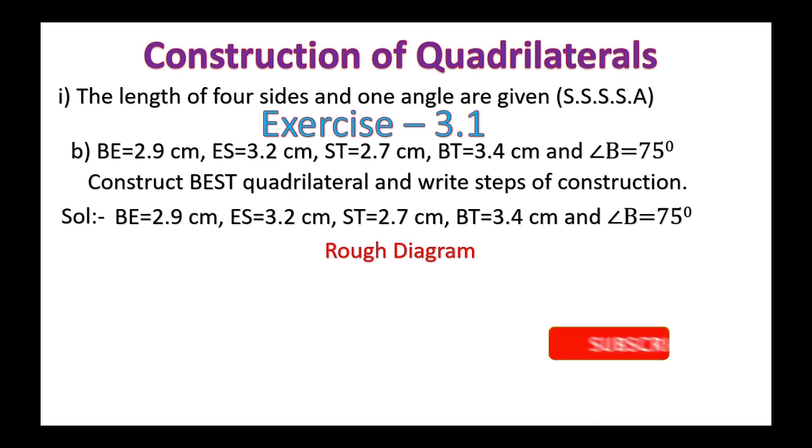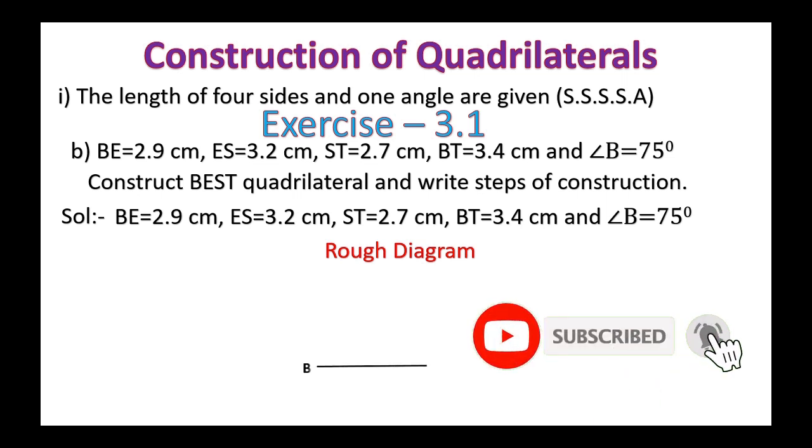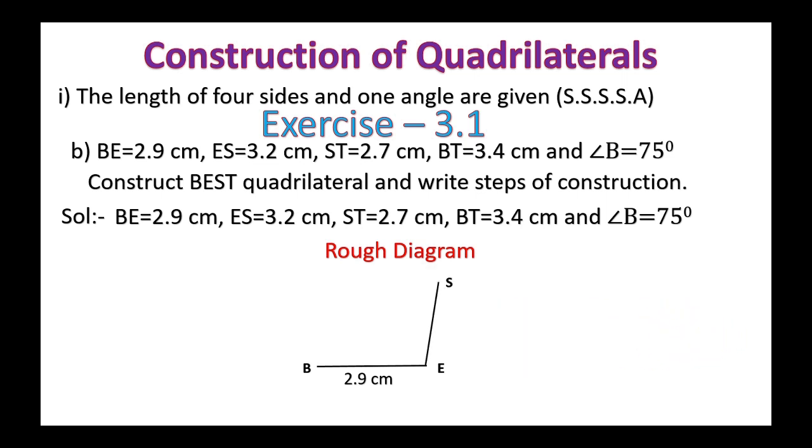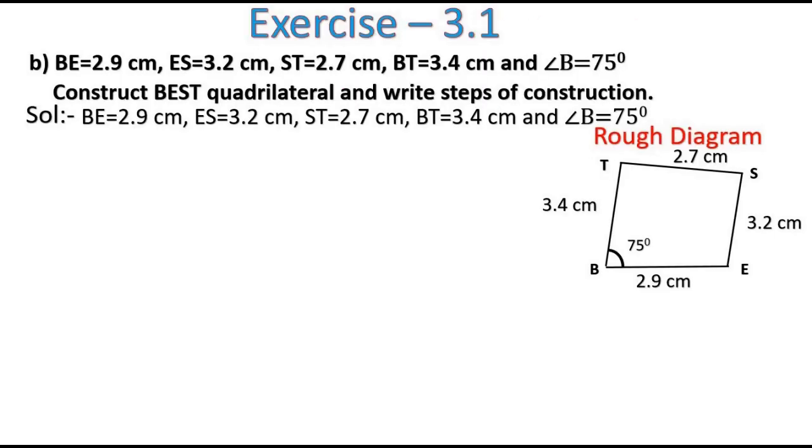Solution. Rough diagram. In this problem, 5 measurements are given. BE is equal to 2.9 centimeters, ES is equal to 3.2 centimeters, ST is equal to 2.7 centimeters, BT is equal to 3.4 centimeters and angle B is 75 degrees. Construct quadrilateral BEST. Construction steps. Number 1.